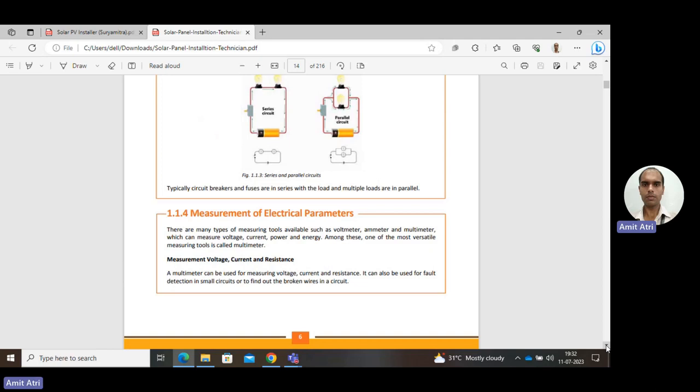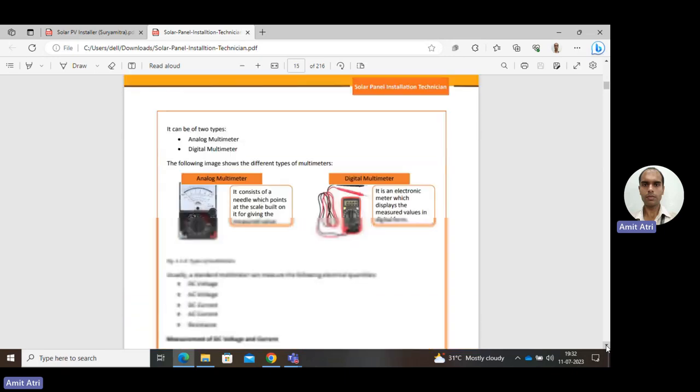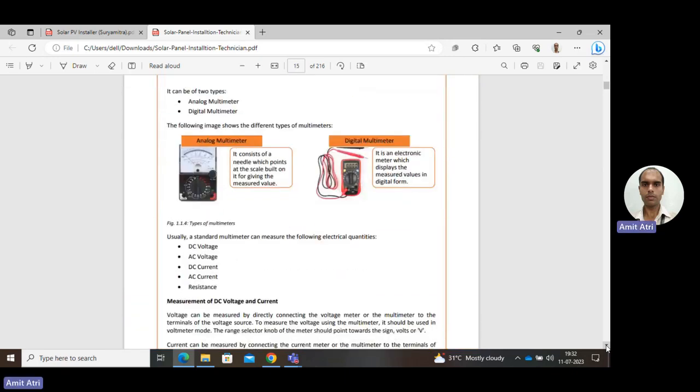Now, how to measure the different parameters: voltage, current, resistance. For the measurement of these quantities, there are two types of multimeters. The name multimeter suggests multi, meter, many quantities that it can measure. So what two types of multimeters are there? Analog and digital. In analog, there is a pointer that moves to a certain value. On the other hand, in a digital multimeter, there is no pointer; a numeric value is displayed on the display. That becomes a digital multimeter.